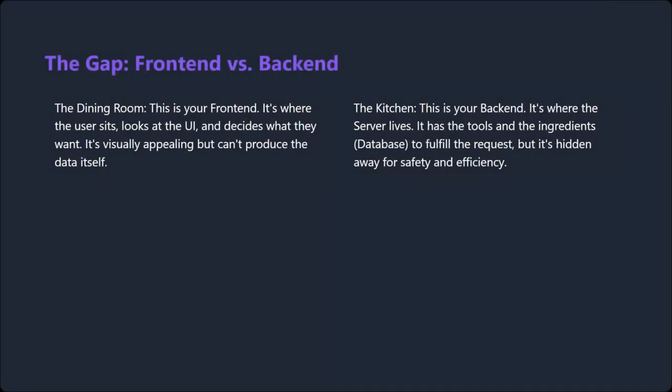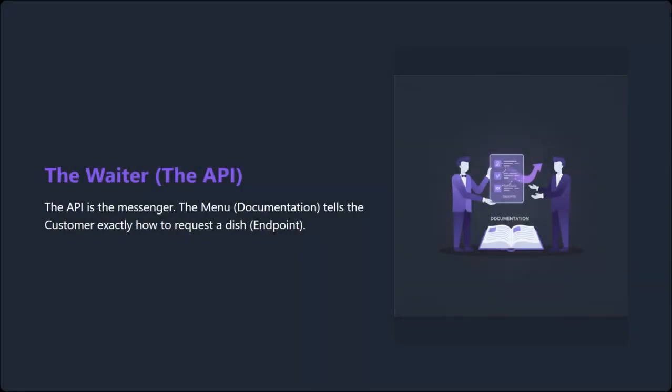This brings us to the gap. The customer is in the dining room, and the kitchen is behind closed doors. They are physically and logically separated. How does the order get from the table to the stove without the customer having to yell across the room or kick down the kitchen door? We need a bridge. Enter the API, our waiter.